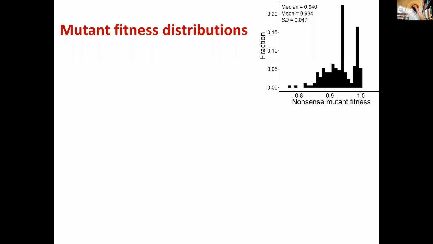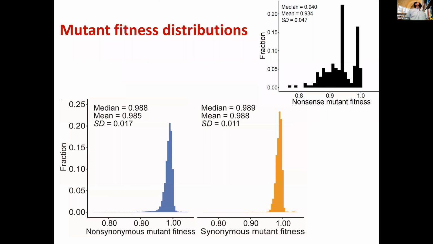Now let's look at the fitness distribution of those mutants. This is the nonsense mutants. This distribution is weird, but we have only 169 mutants, so it's probably idiosyncratic. And these are the synonymous and non-synonymous. The blue is non-synonymous, yellow is synonymous. I'm going to use this color scheme throughout. When you look at the distribution, they are extremely similar. The median, one is 0.988, the other is 0.989. The mean, 0.985 and 0.988. So they are very similar.